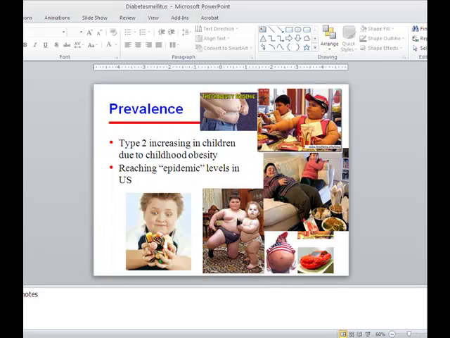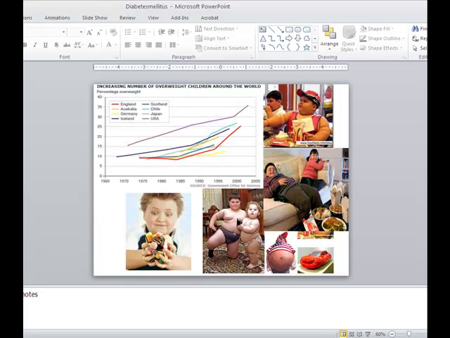Okay, so type 2 diabetes, the prevalence is increasing in children, and that has been attributed to an increase in childhood obesity, which is really increasing compared to before. It's a more sedentary lifestyle and diet. And just comparing the increase in the number of overweight people in different countries, we are sitting right up here, okay? No matter which year, 1970 or 2000, 2003, the United States is way up there.